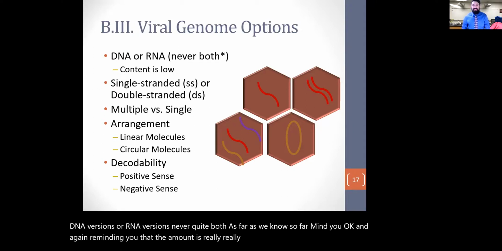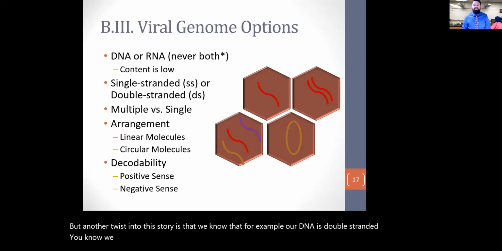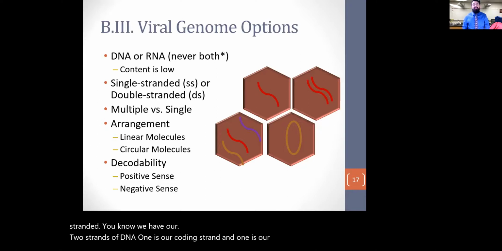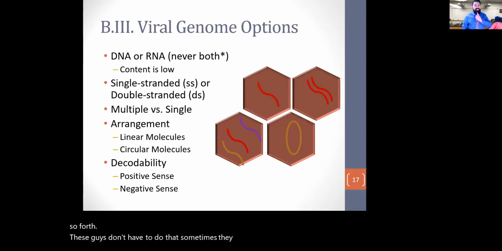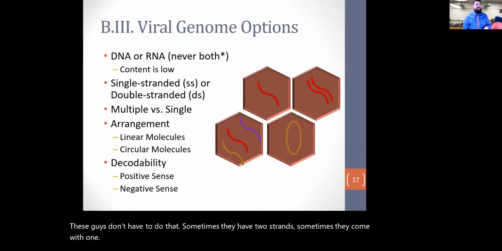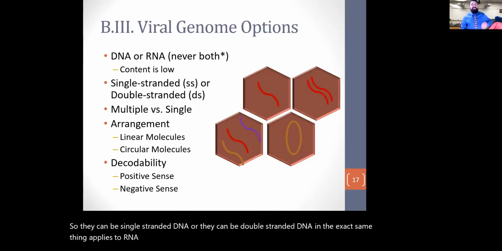But another twist into this story is that we know that, for example, our DNA is double-stranded. We have our 2 strands of DNA. One is our coding strand and one is our complementary, and so on and so forth. These guys don't have to do that. Sometimes they have 2 strands. Sometimes they come with 1. So they can be single-stranded DNA or they can be double-stranded DNA. And the exact same thing applies to RNA as well. They can be single-stranded RNA viruses or they can be double-stranded RNA viruses. Okay, so they can appear in both versions.